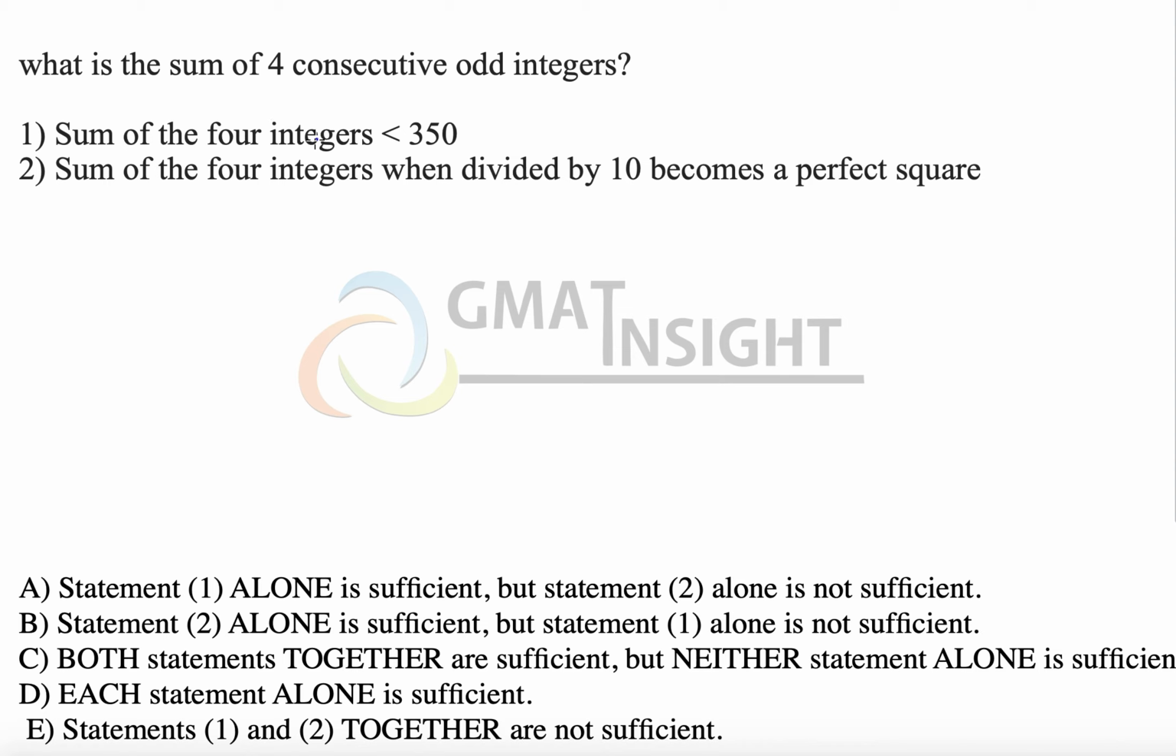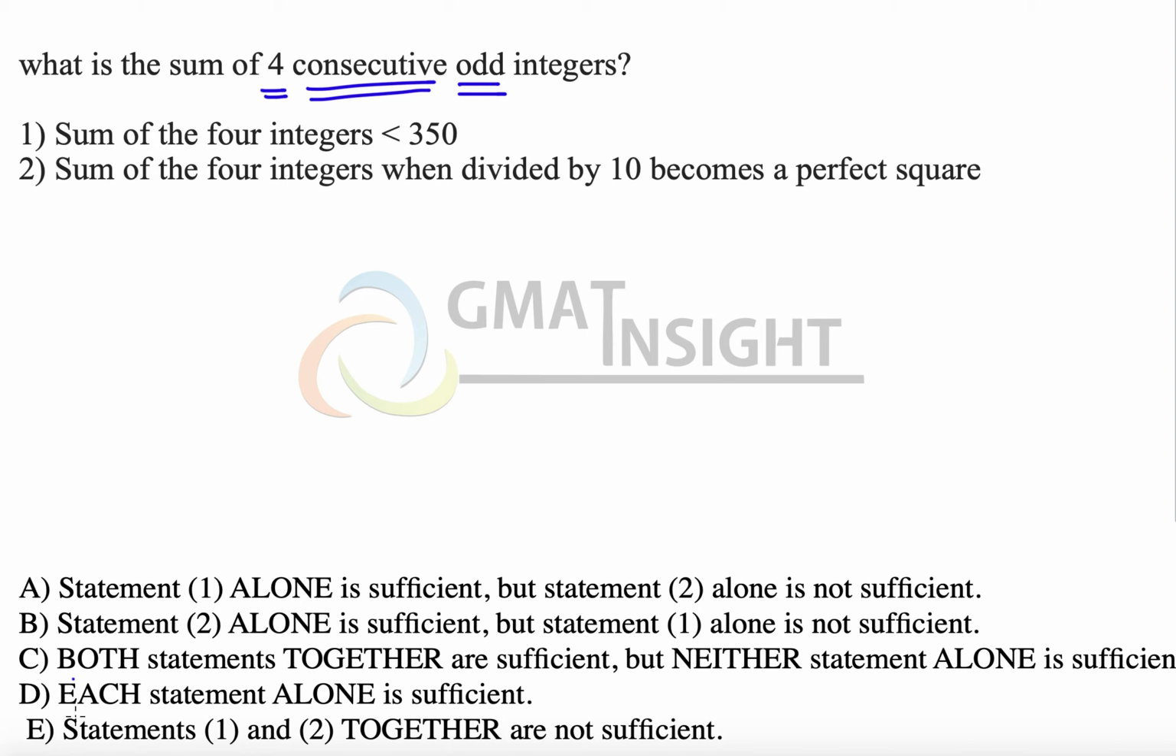Hi, we have a question here that's based on the properties of consecutive integers. So the first step starts with reading the question carefully. The question says, what is the sum of four consecutive, that means one after the other, odd integers? The odd integers are the numbers which when divided by 2 leave the remainder 1.